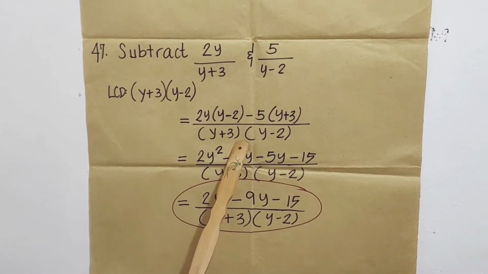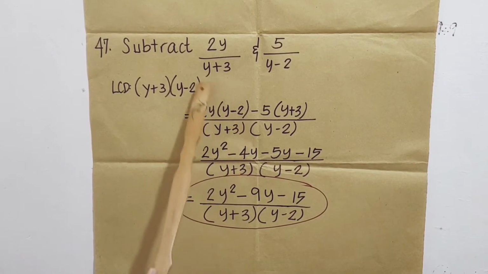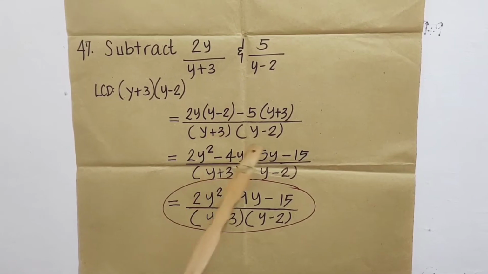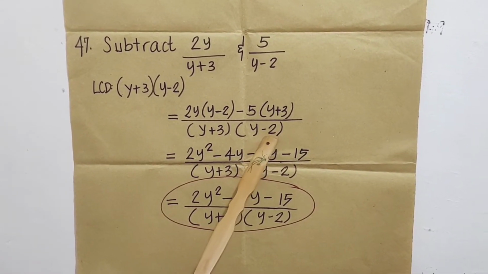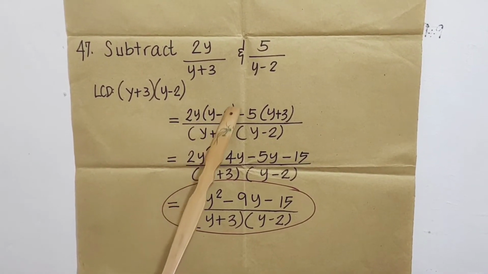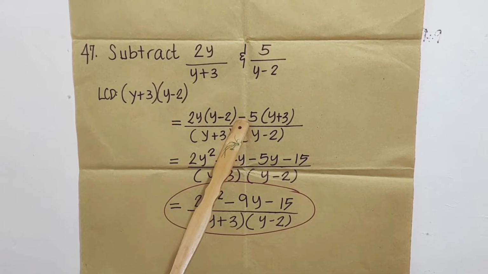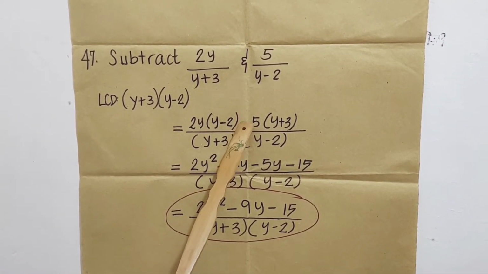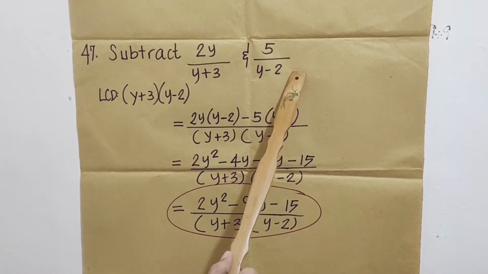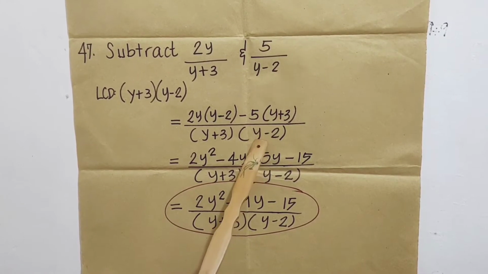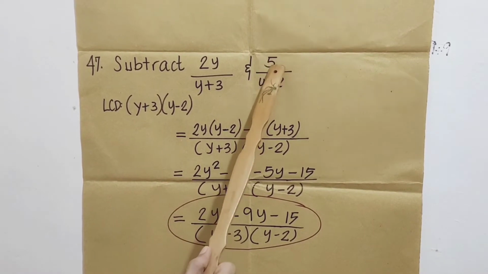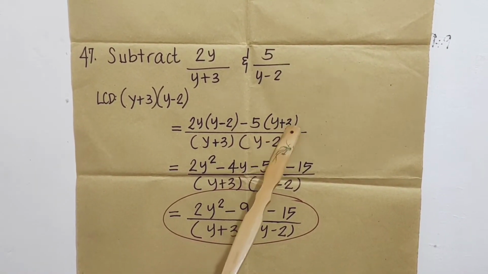Then we're going to divide the LCD by the denominator of the first rational expression. We cancel this, and the remaining is y minus 2. Then y minus 2 is multiplied to the numerator, so the result is 2y times y minus 2. Then we write the symbol of subtraction. Then we divide again the LCD by the denominator of the second rational expression, the same denominator cancels, and the remaining is y plus 3. This y plus 3 is multiplied to the numerator, negative 5 times y plus 3.